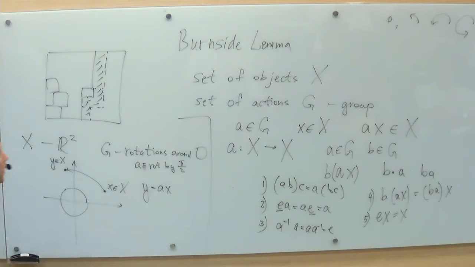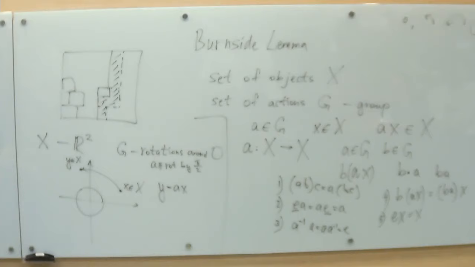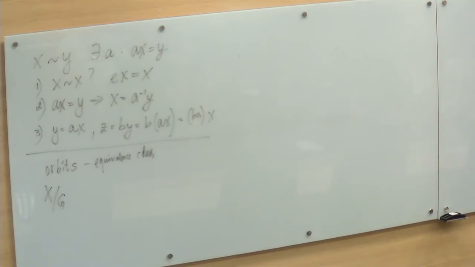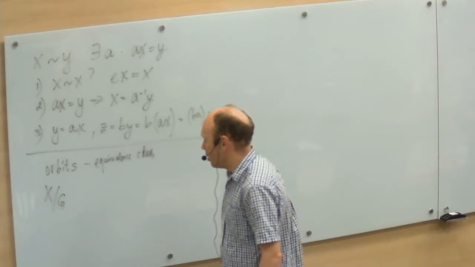Okay, so what we want to do is to count the number of orbits. The set of orbits is denoted as X divided by G. So in some sense, we divide our X by this action set G. So the number of orbits. So what does Burnside lemma say? It says that the number of orbits is equal to the average number of fixed points for actions.